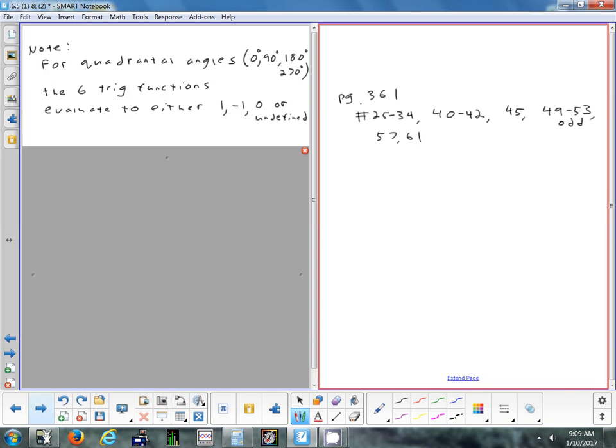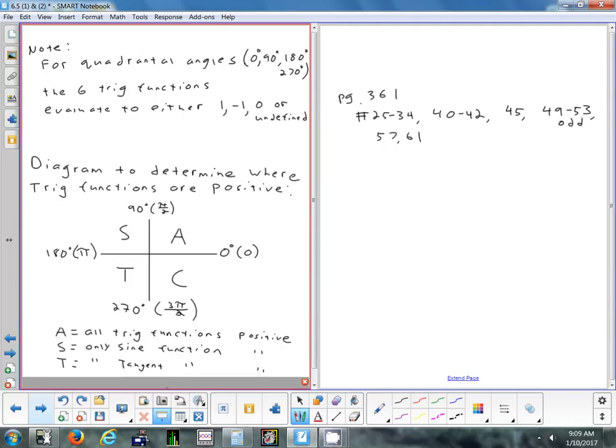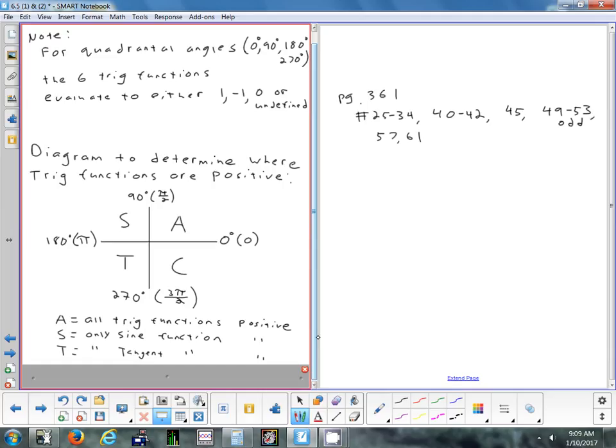All right, so there was one slide left. We'll finish it up tomorrow, but it basically tells you where the trig functions are positive. Okay, I'm going to leave it on the board because there might be a problem in the homework where you need to reference this slide, but I'll keep it in the video so you can look at it. I think it would just be problem 57 or 61. But everything else you should be okay with. Okay, so we'll talk about this last slide tomorrow. If you get stuck on the homework problem with it, don't worry about it.